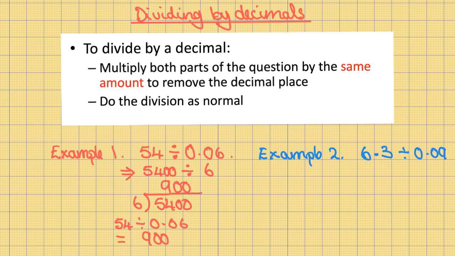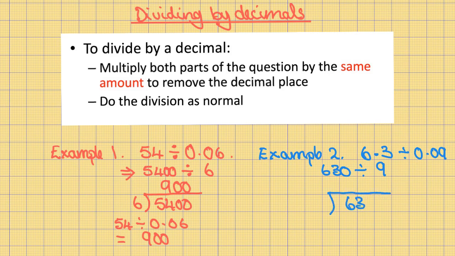Example 2, 6.3 divided by 0.09. To get rid of the decimal parts of both questions, I have to multiply both numbers by 100. So 6.3 times 100 is 630 divided by 0.09 times 100 is 9. Now I can do the sum.